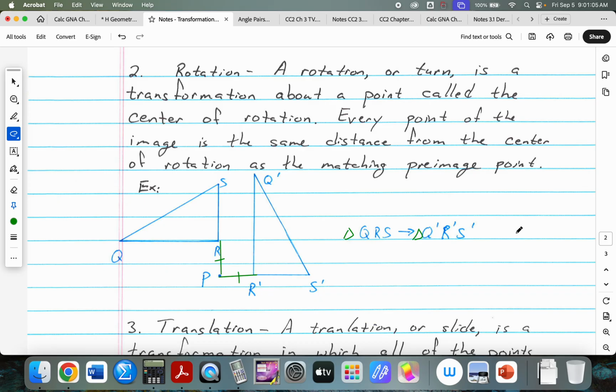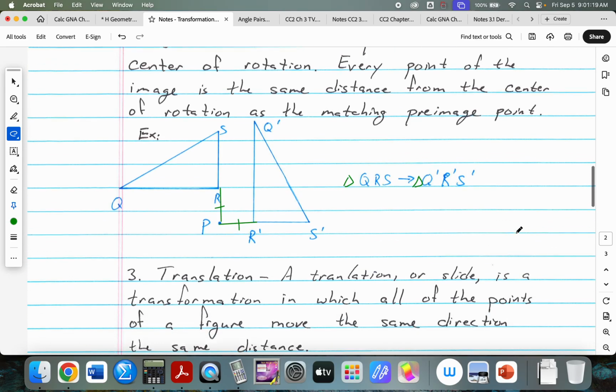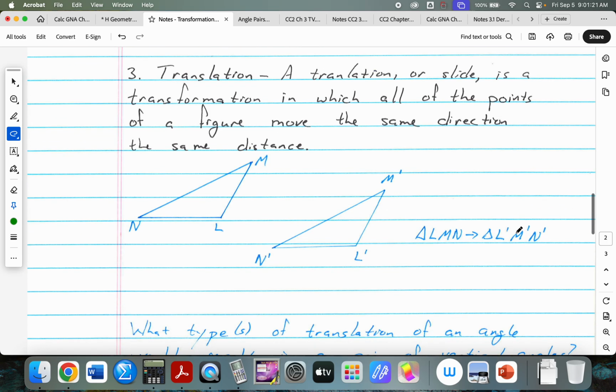Notice when you turn it like this, the triangle is going to be exactly the same size and shape as it was originally. That's why this is one of the congruence transformations. And the final one is a translation.